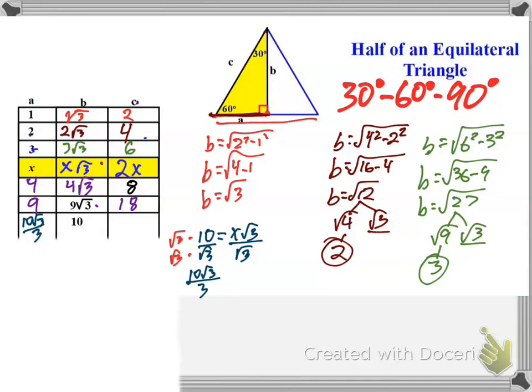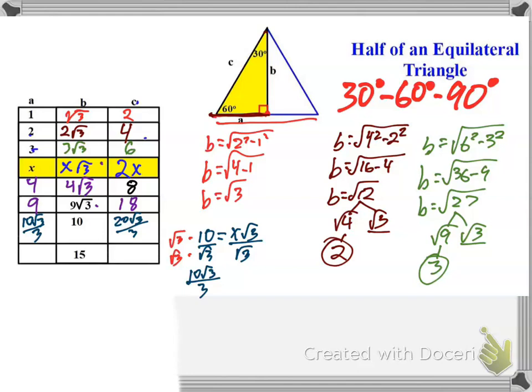The hypotenuse is 2x, right? So I'm going to double x. So if I have 10 square roots of 3 over 3 and I want to double it, I'm just going to make that 20 square roots of 3 over 3. All right? So that's not too bad. The first one's a little weird, but the hypotenuse is nice and easy. All right, so let's move that down. We're going to do one more.